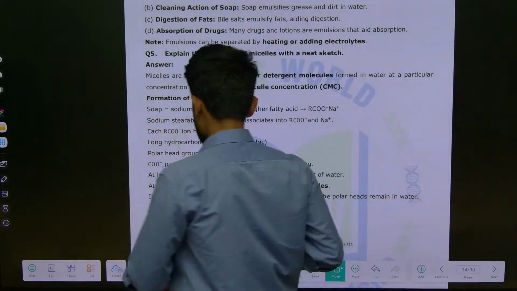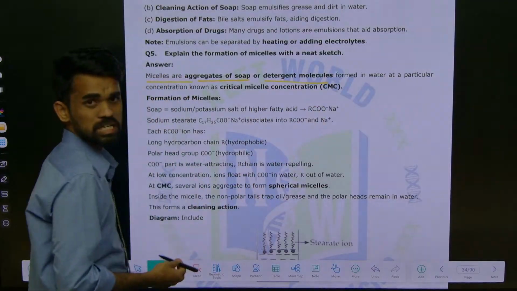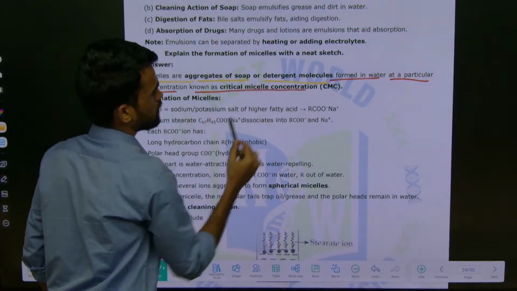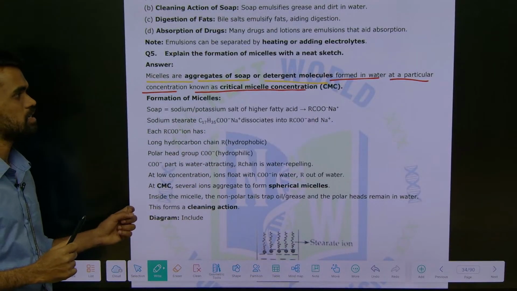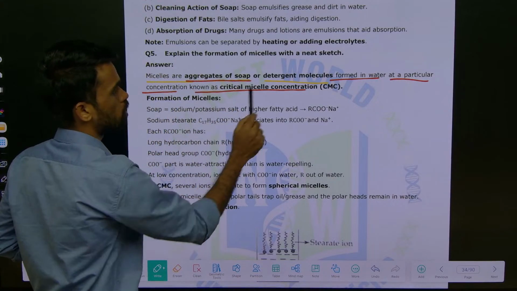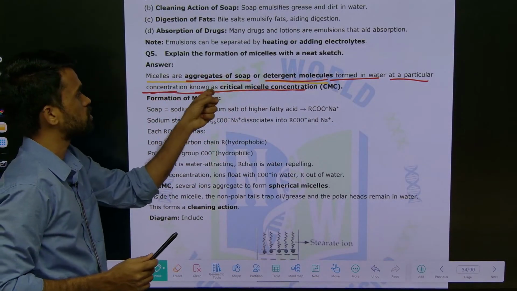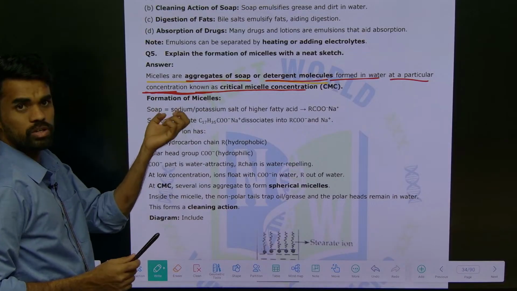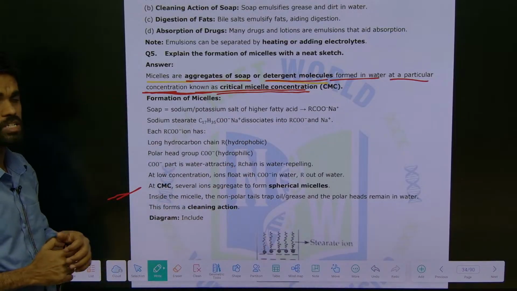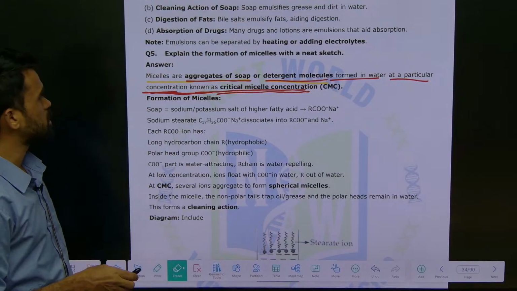Micelles are aggregates of soap or detergent molecules formed in the water at a particular concentration known as the critical micelle concentration. So what are they saying? Micelles are aggregates of soap or detergent molecules formed in the water at a particular concentration. At that concentration we get micelle formation, and you can call it the critical micelle concentration. Now how are these micelles formed?